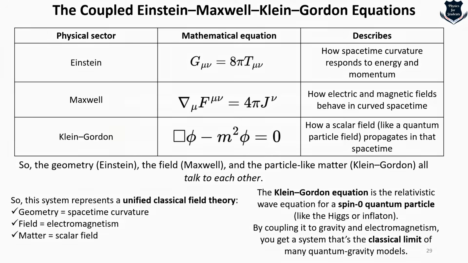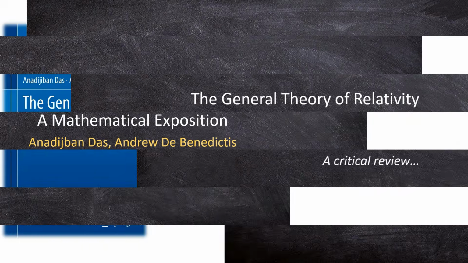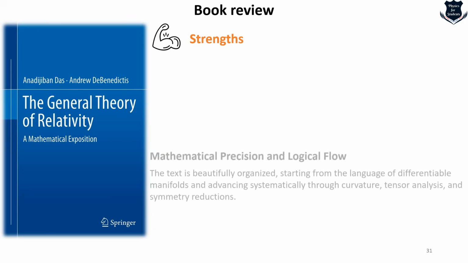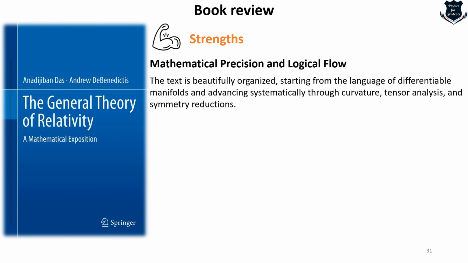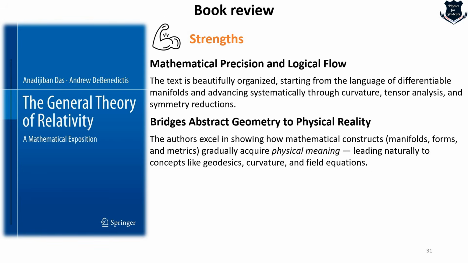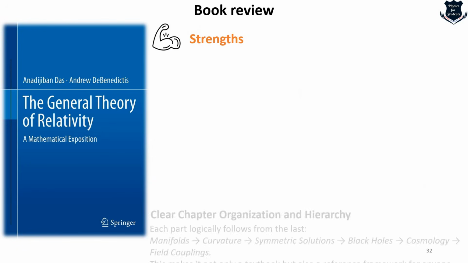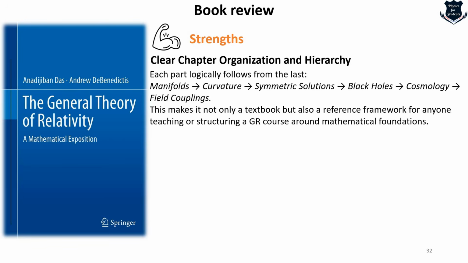However, I would like to give a quick critical review of this book by Anadi Jiban Das and Andrew DeBenedictis. Now, if I start with the strengths, it is all great because it is beautifully arranged, and the language starts logically from curvature tensor analysis. It bridges the gap between geometry and physical reality. It has huge depth and coverage because it doesn't stop only at the Einstein field equation. It goes to the Newman-Penrose formalism and then to EMKG, a coupled system. So the coverage is quite great.